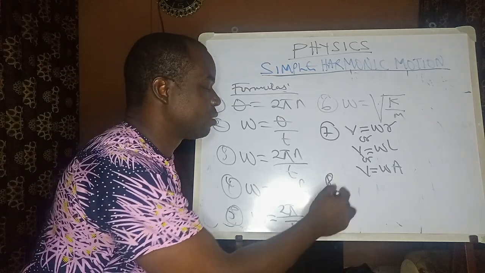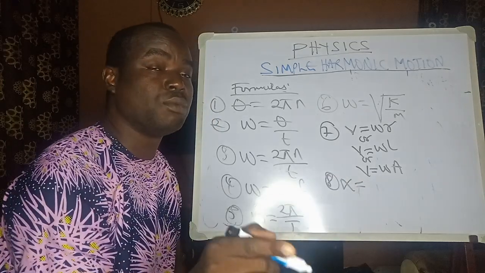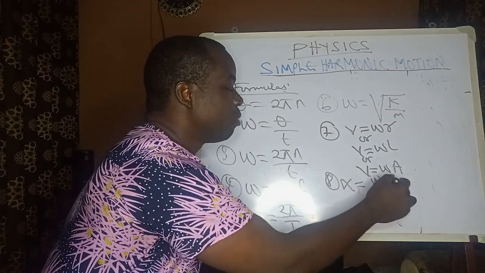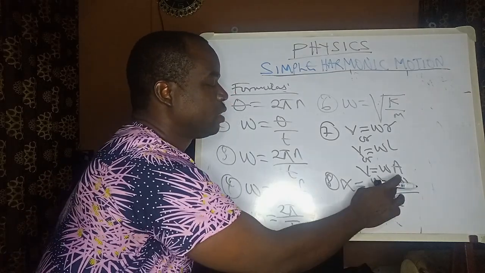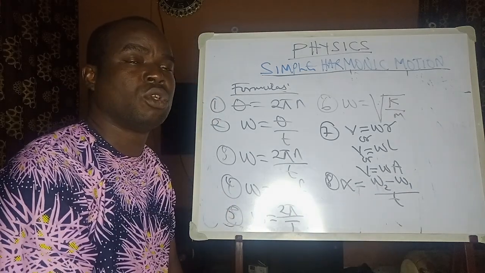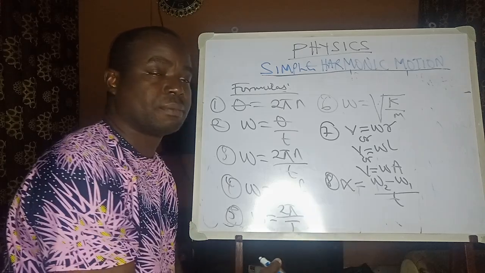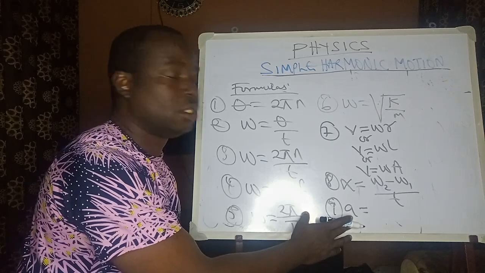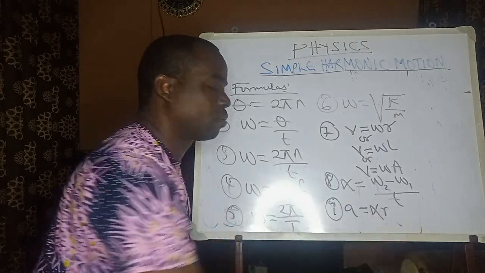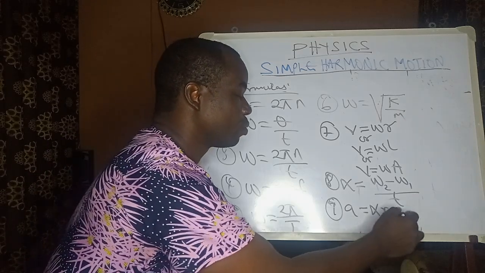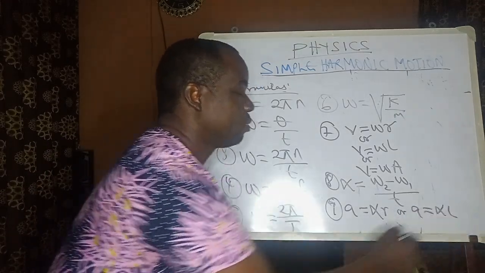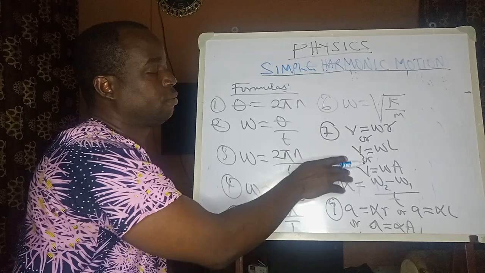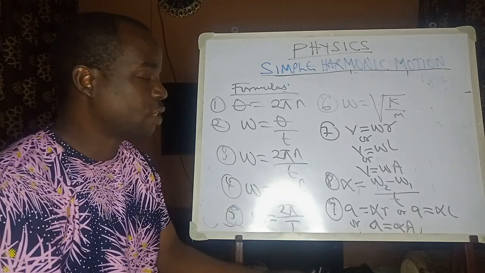Then we now have number 8, alpha. If you check what I gave you there in the table, alpha stands for angular acceleration. And you want to solve for alpha, it is W2 minus W1 over T. W2 is higher angular velocity. W1 is lower angular velocity over time. Then if you now go to the next one, A is linear acceleration. The formula is alpha R, or you can use A is alpha L, or A is alpha A. It's just like this one. Are we good? So that's what we have.